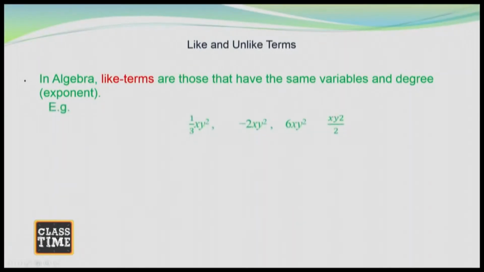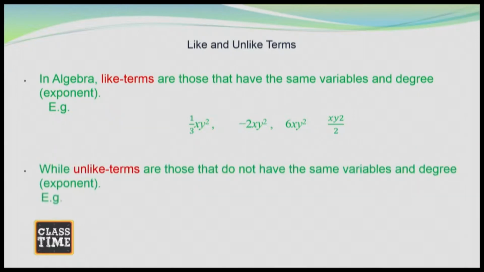So here we have 4 terms that are considered like terms because they have the same variable, xy squared, in each of them. So the variable xy squared is common to each term. So all these 4 terms are considered to be like terms. Therefore, the unlike terms would mean those terms that do not have the same variable or degree, exponent.